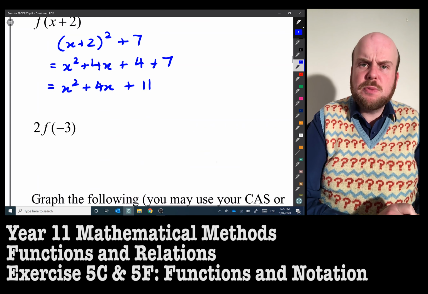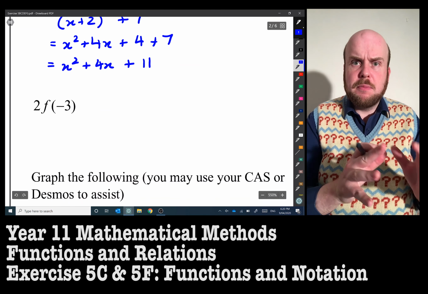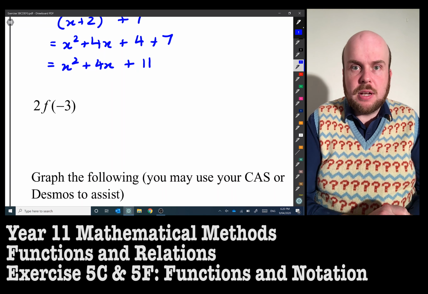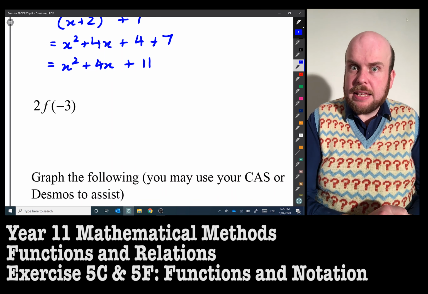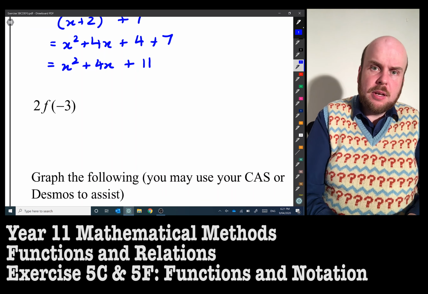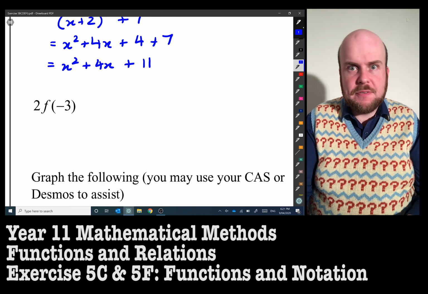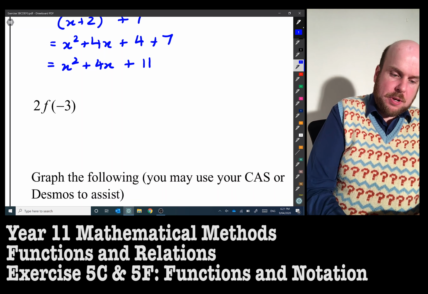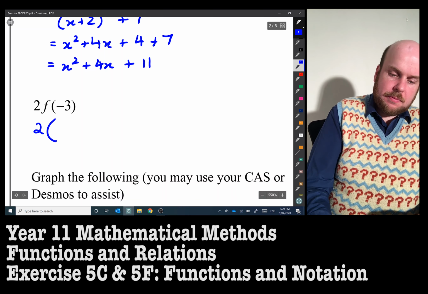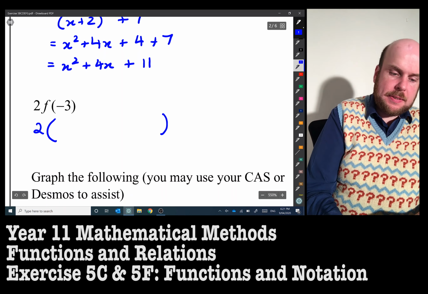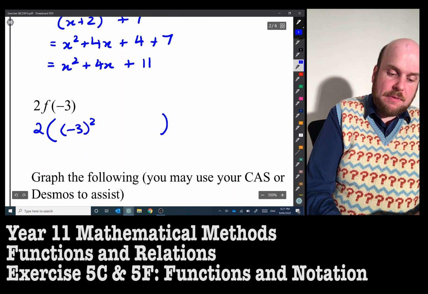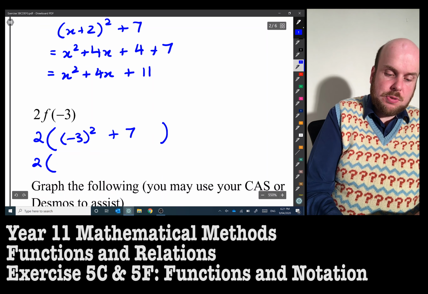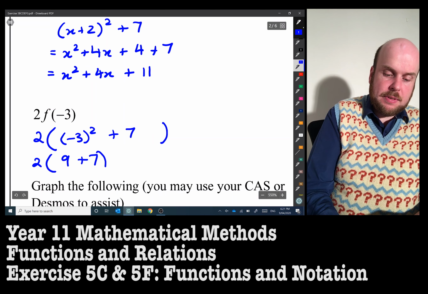Now you'll notice here for this one, it has 2f brackets negative 3. You'll notice there that the 2 is on the outside. What that is saying is I'm doing 2 times after I've substituted x with negative 3. So in other words, I'm going to put 2 in brackets, and then I'm going to just write negative 3 squared plus 7. 2 times 9 plus 7.